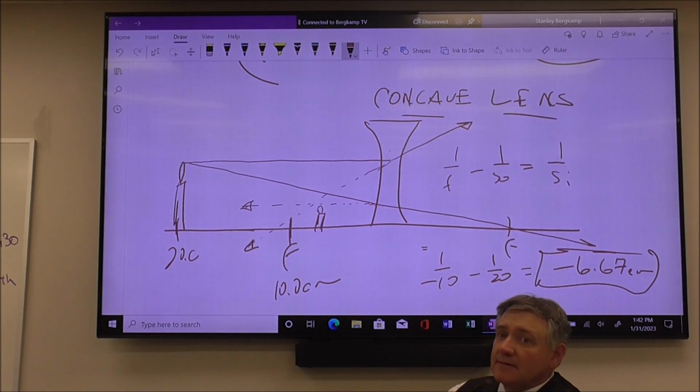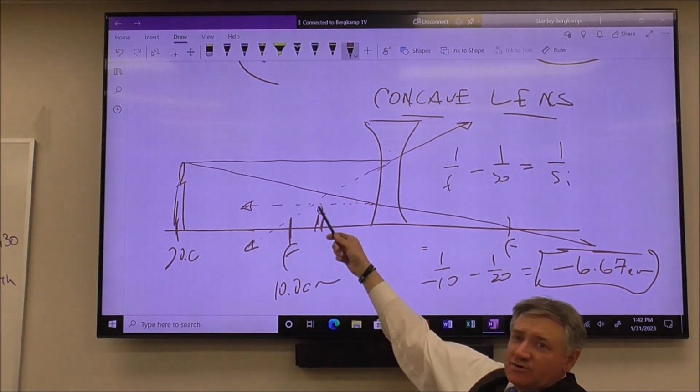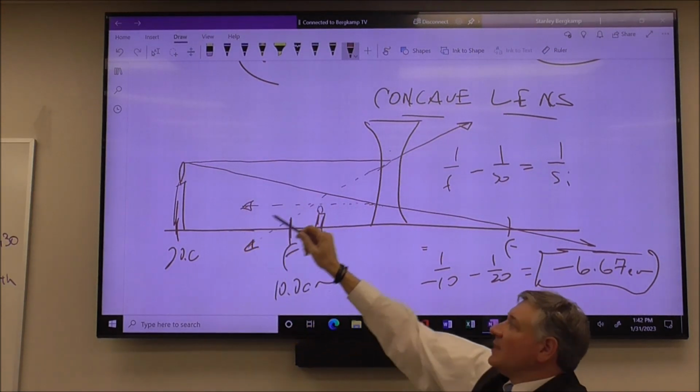How come you only have 2 rays on this one? Well, I just hadn't drawn the third one yet. Can you draw the third one? Hold on, let me get done with math.